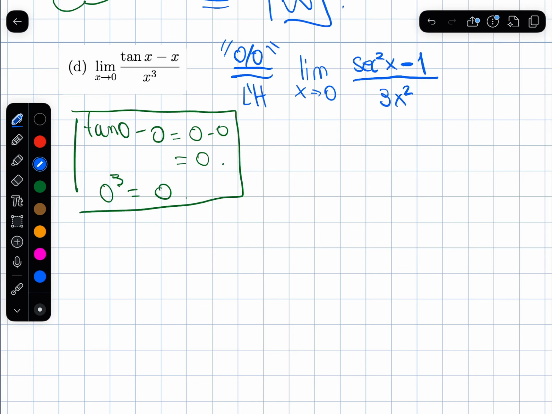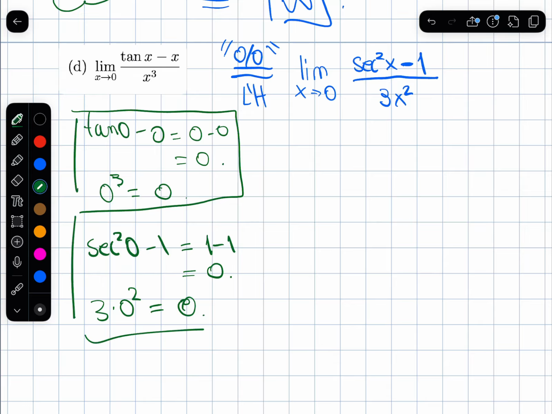Right, if I plug in x equals 0 again, this is what I always want to do. This is my thought process. I want to do secant squared of 0 minus 1. Secant of 0 is 1 over the cosine of 0, and the cosine of 0 is 1. So this is 1 minus 1, which is 0. And 3 times 0 squared is 0. So this is, again, 0 over 0, which means that I, again, get to use L'Hopital's rule.